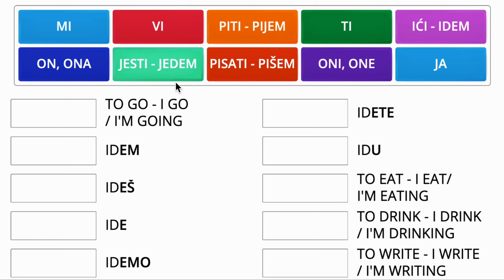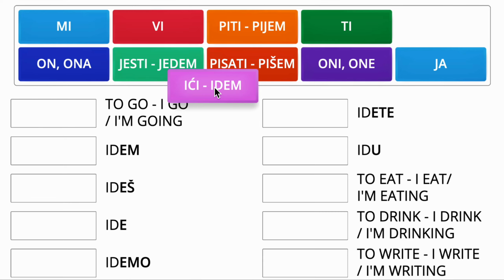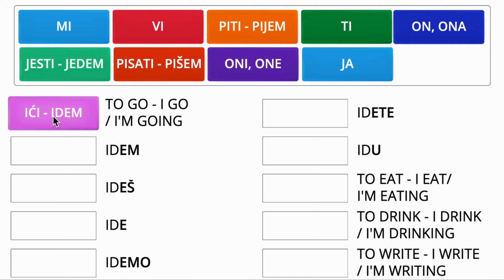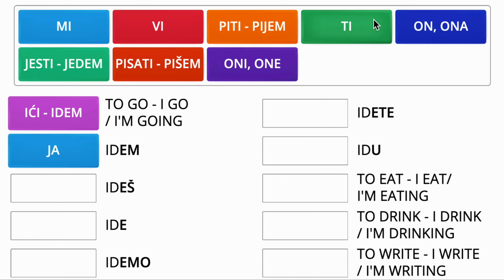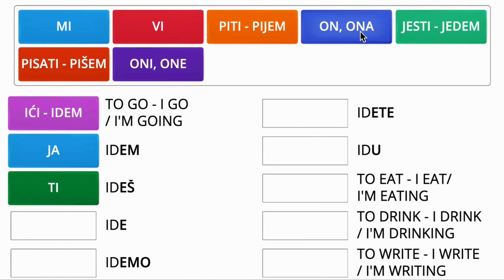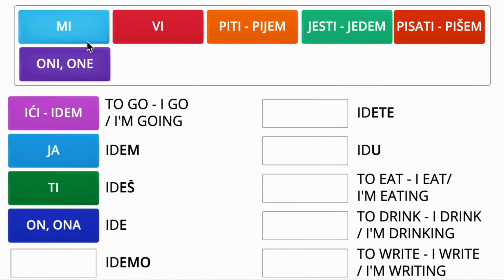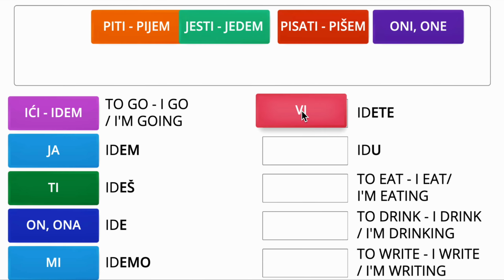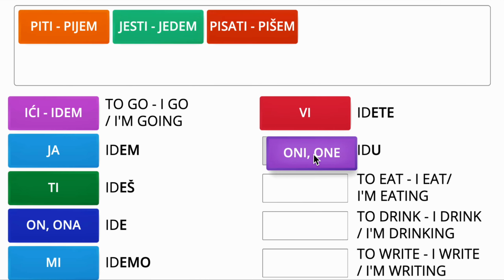I highly recommend that when you learn these verbs, you learn them in their infinitive form as well as the first person present tense. When you know the first person present tense, it's easy, you take it from there. So, ja idem, ti ideš, on or ona ide, mi idemo, and then vi idete, and oni or one idu.